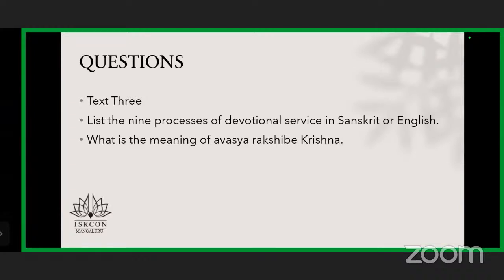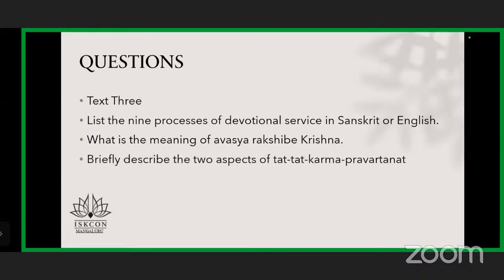And what is the meaning of "avashya rakshibe krishna"? Anybody knows? Definitely Krishna will save us. Oh, very nice, very nice. And briefly describe the 2 aspects of tat-tat-karma-pravartanat. What are the 2 things, favorable and unfavorable?